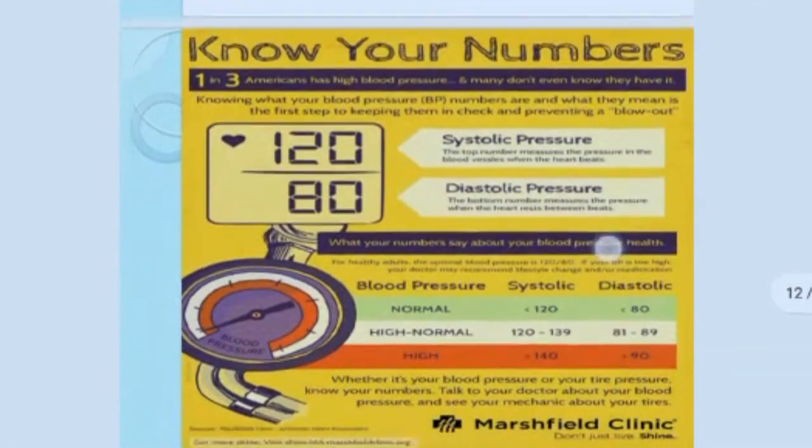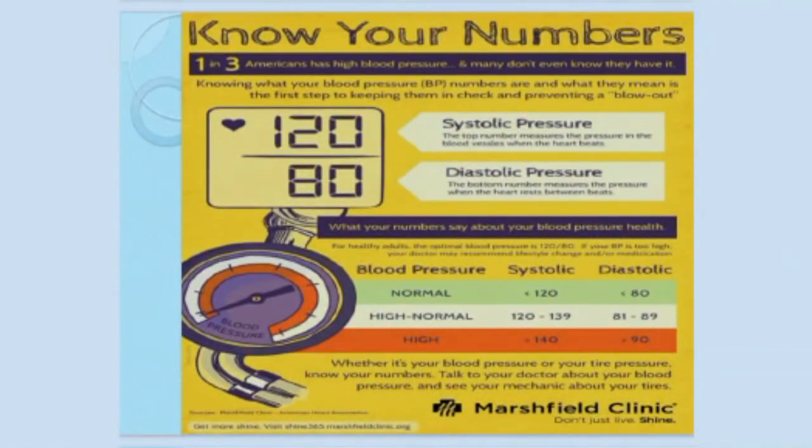Know your numbers. See, 1 in 3 Americans have high blood pressure and many don't even know they have it. The ideal value of blood pressure is 120 by 80 millimeters of mercury. 120, the top number, measures the pressure in the blood vessels when the heart beats. It is systolic pressure. While the bottom number, that is 80, measures the pressure when the heart rests between beats. It is diastolic pressure.